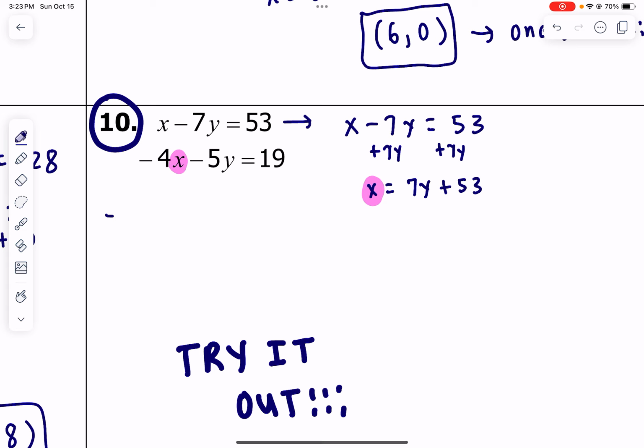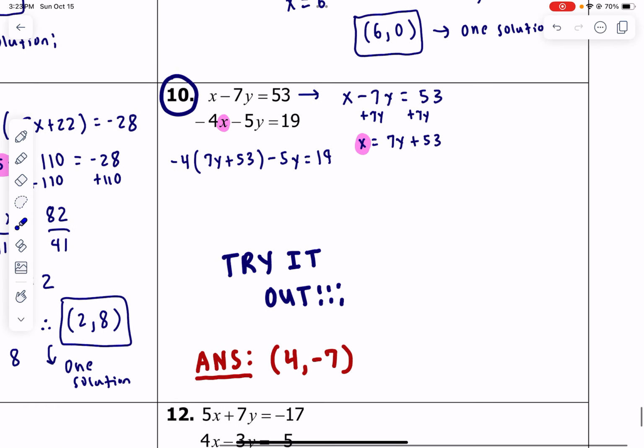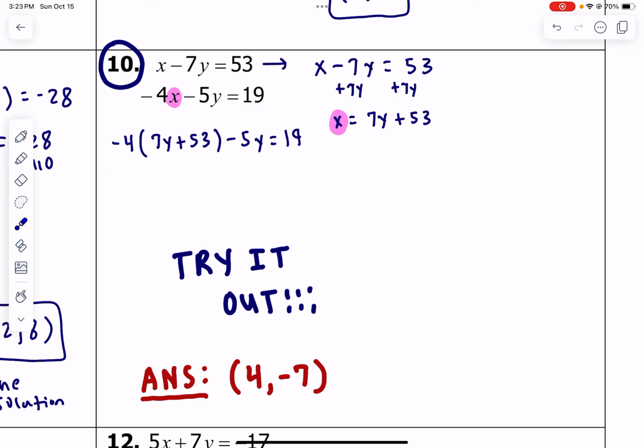So that would look something like this. Negative 4 times (7y plus 53) minus 5y equals 19. And notice here that you're not going to solve for x, but you're actually going to solve for y in this case. So keep that in mind when you're doing example 10. Here you're solving for y, and then you're going to use that y value that you ultimately get from this and substitute it into any of these two equations in order to find the x value. So try that one out on your own.